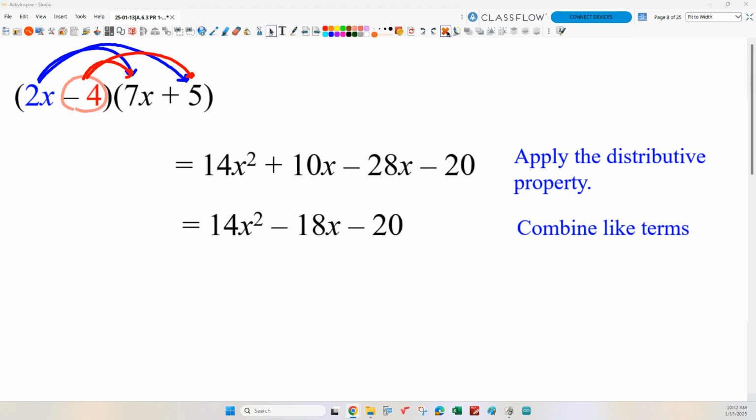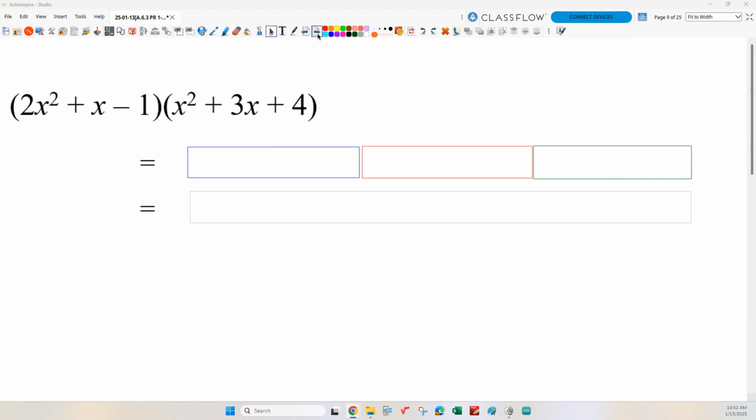Okay? You guys remember this stuff, right? What if you had something big like that? That's no big deal. You just have to distribute 3 times instead of twice. So they both have 3 terms, so it doesn't really make any difference which one we start with. We'll just distribute from the first one to the second one. What do I distribute first? 2x squared. So I have to distribute it to each term.